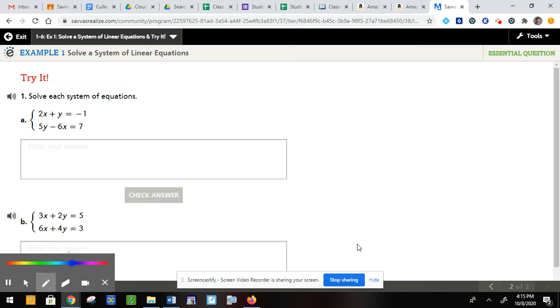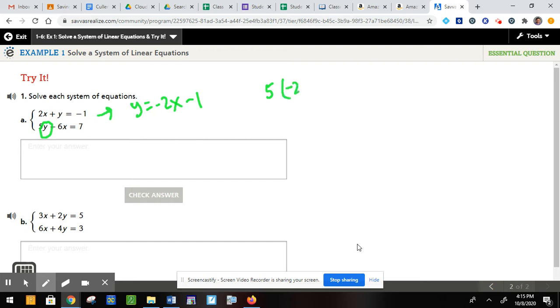All right, I would solve the first one with substitution because one of the variables doesn't have a coefficient. So what I'm going to do is I'm going to solve that equation for y by subtracting 2x from both sides. So I've got y is equal to negative 2x minus 1. That negative 2x minus 1 I'm going to substitute in for y in the other equation. So now I've got 5 times negative 2x minus 1 minus 6x, and that equals 7.